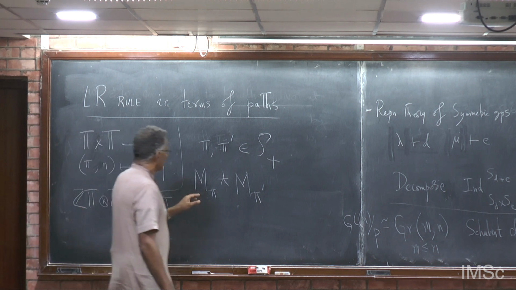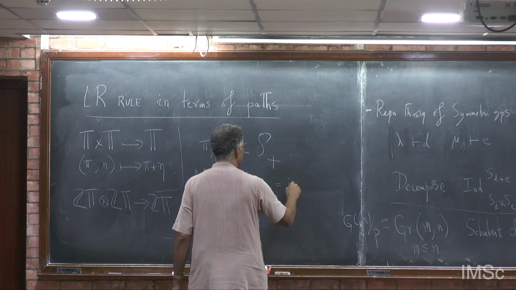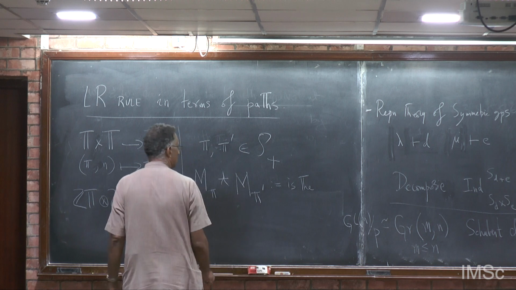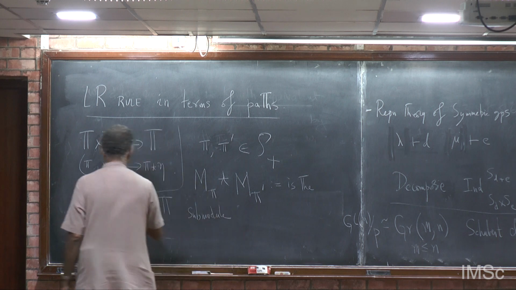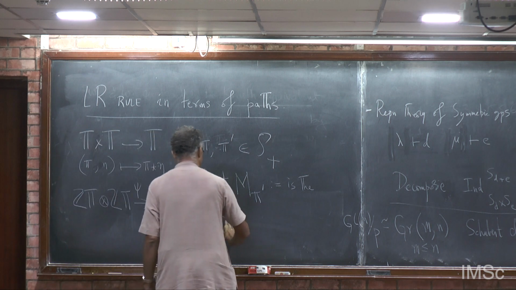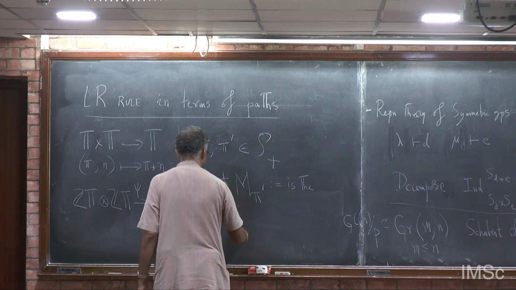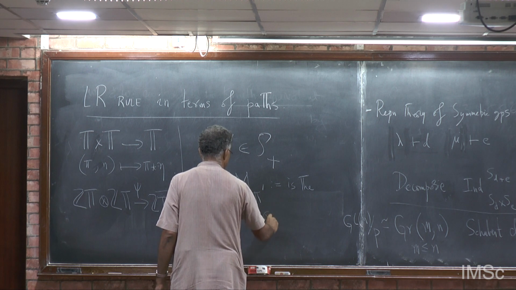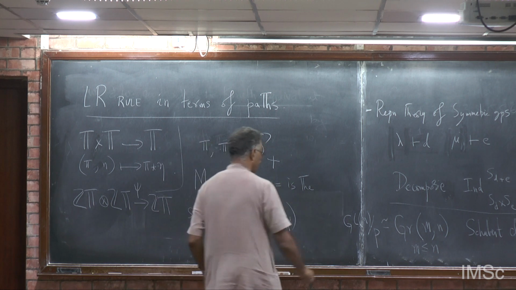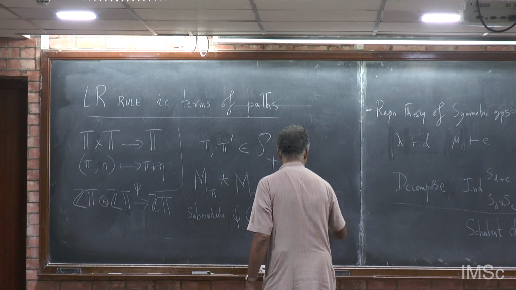Okay. So this m pi star m pi prime is the submodule. So let's give this a name, maybe psi, is the submodule, psi m pi tensor m pi prime of Z pi.